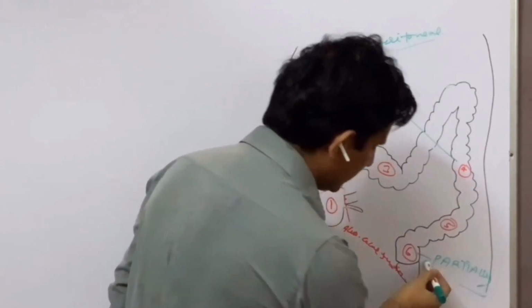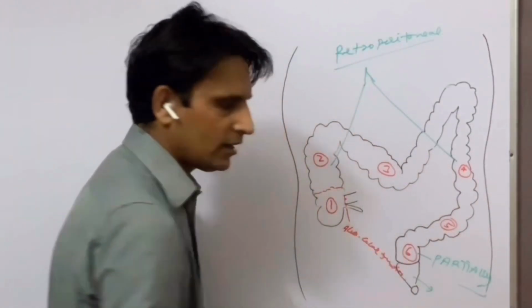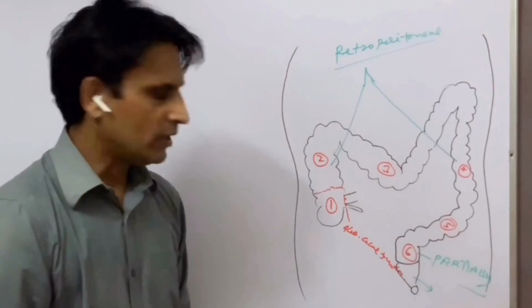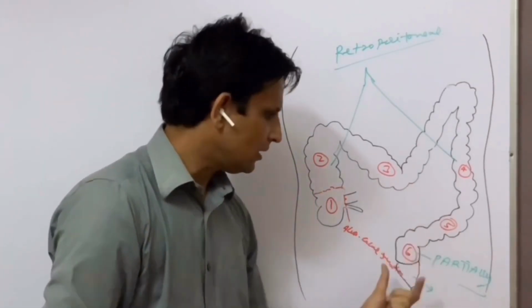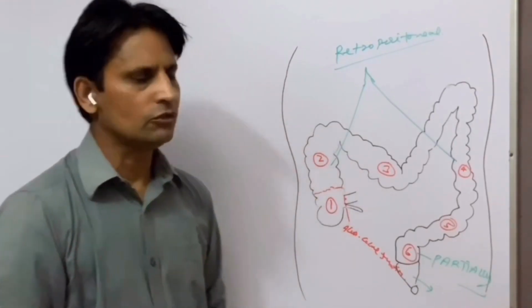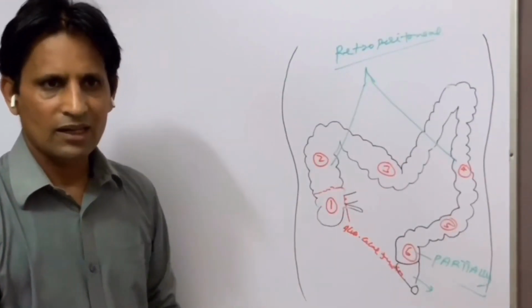The rectum is partially covered with peritoneum, while the anal canal doesn't come in contact with the peritoneum, right? So these are the basic relations, or you can say the peritoneal relations, of the large intestine.